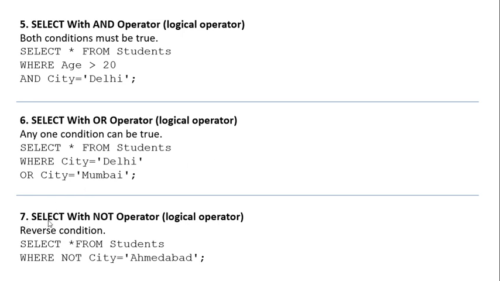And seventh is select with the NOT operator, also a logical operator, which reverses the condition. SELECT * FROM student WHERE NOT city = 'Ahmedabad'. So the Ahmedabad city is not printed, otherwise all the other cities are included and printed in the output.